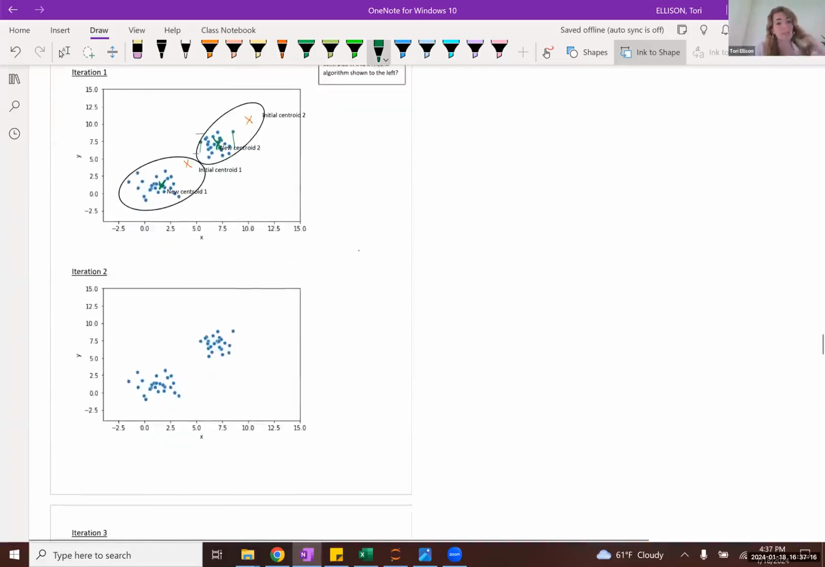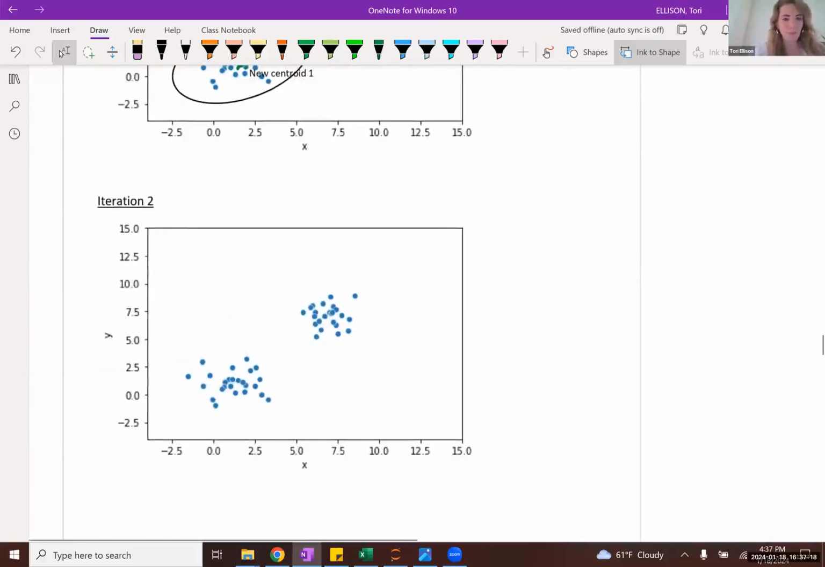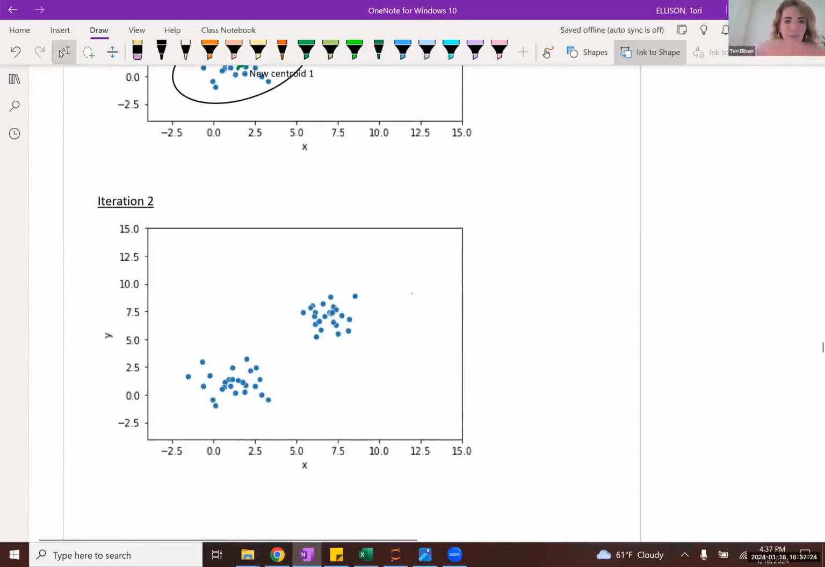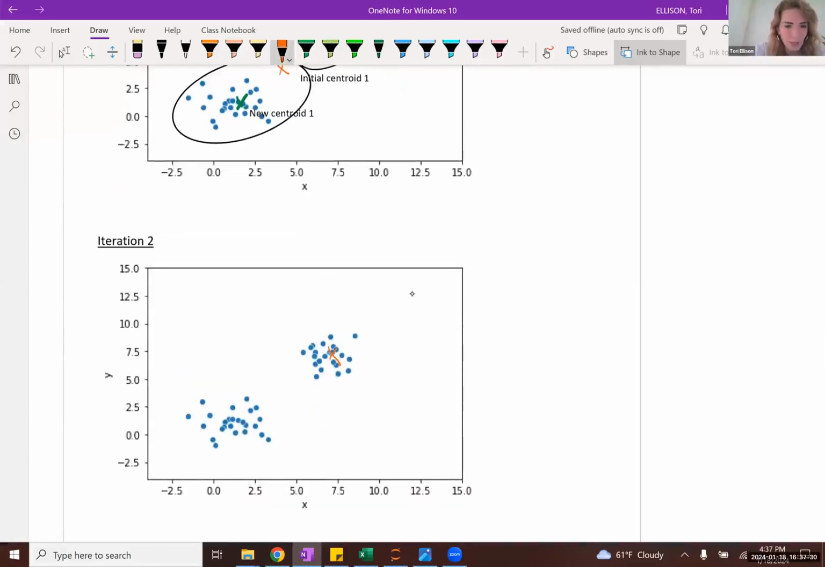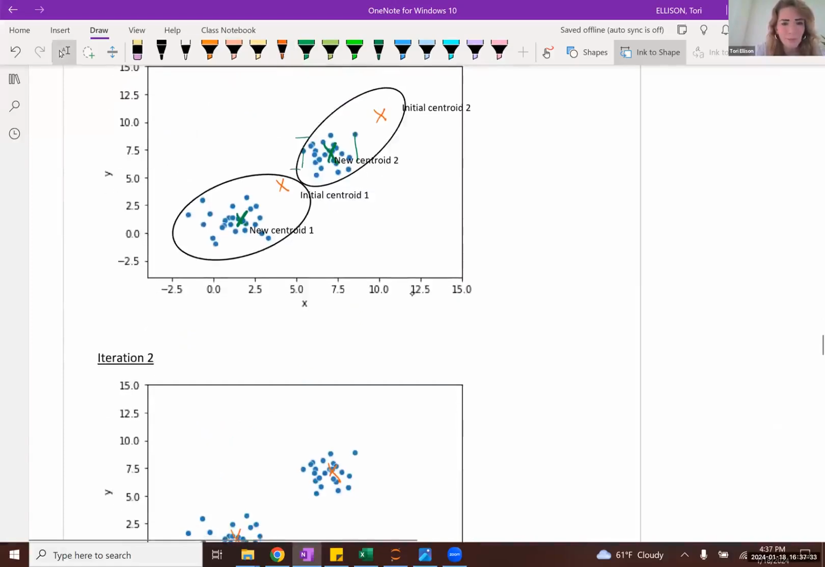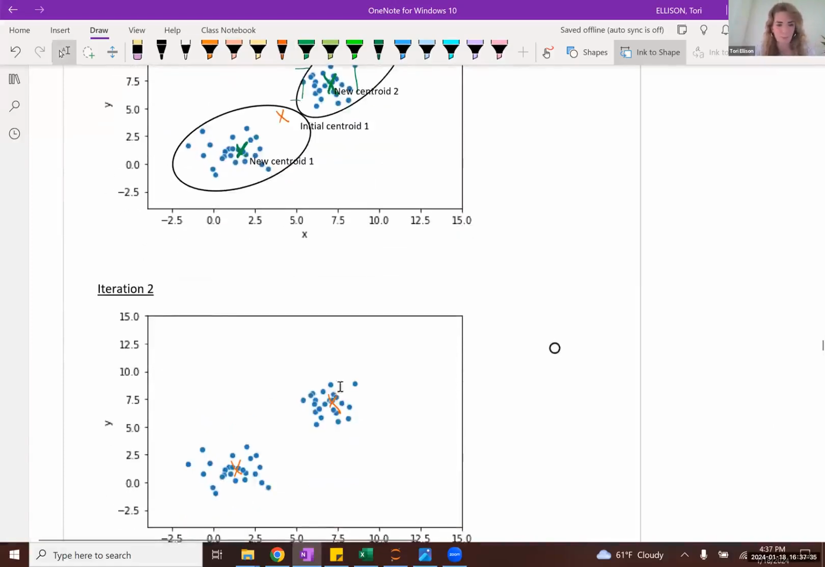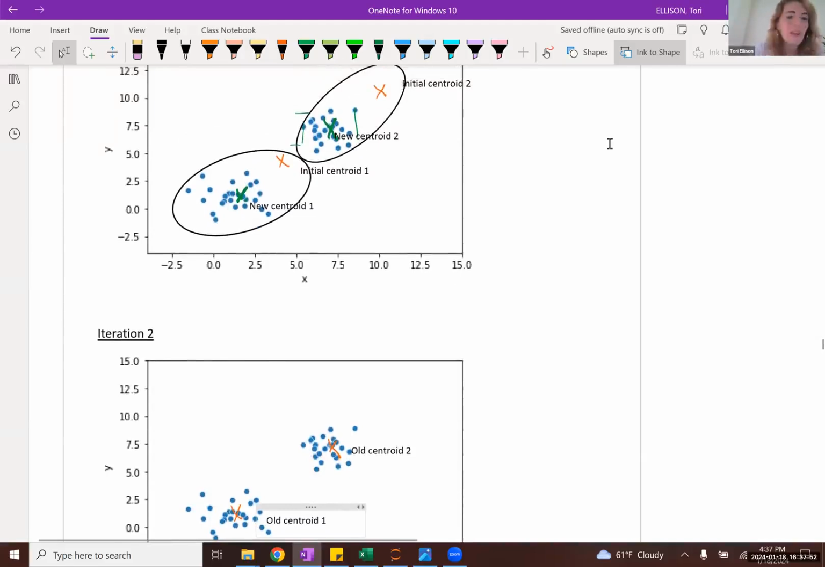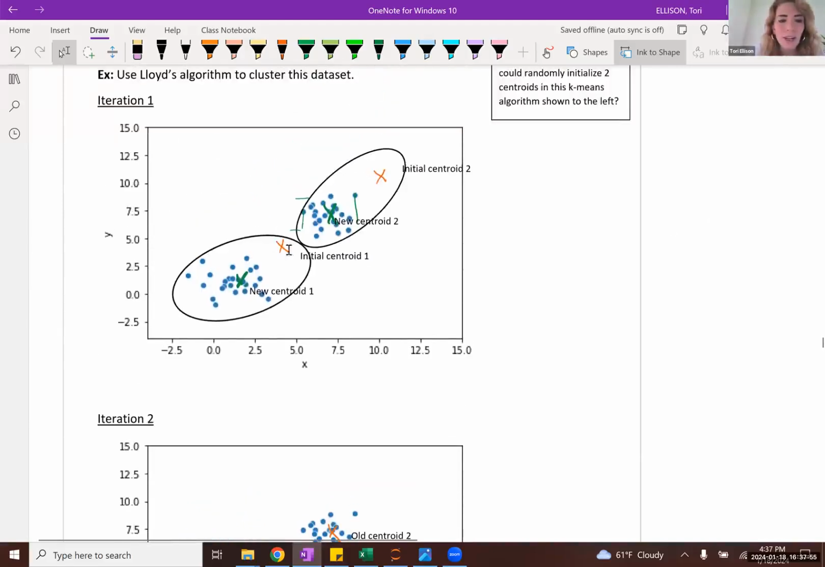All right. So, oh goodness. So basically we move on to the next iteration. And so my old centroids are going to be here and here. Old centroid 2. And this is my old centroid 1. Oh, I'm so yeah, hold on one second. All right, no, okay, sorry.